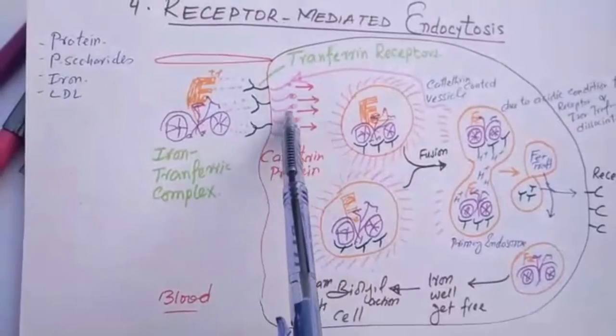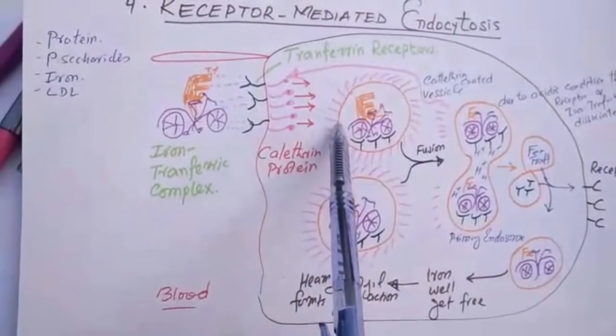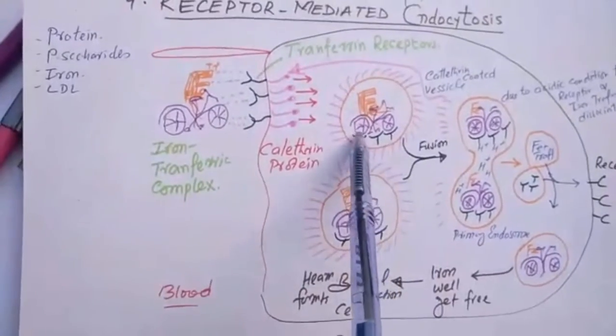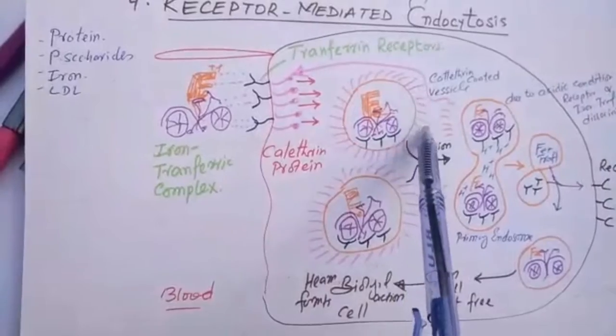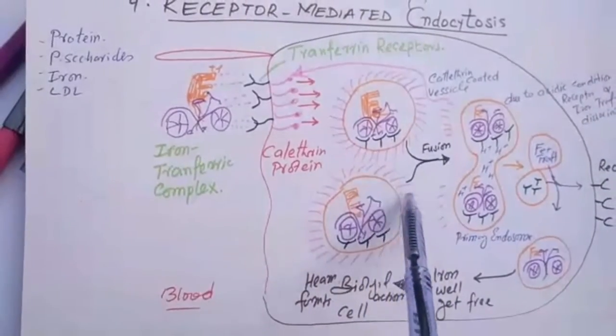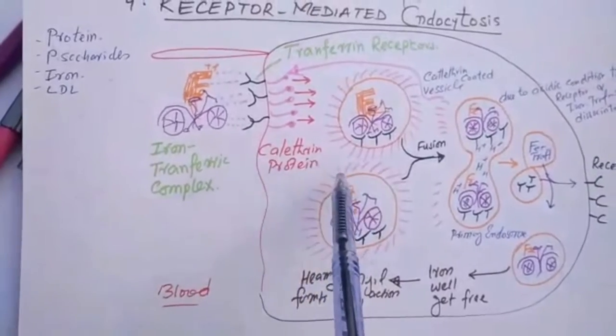This pulling is in progress until this area is internalized in the form of a vesicle. Now this vesicle is a clathrin coated vesicle. Again, clathrin coated vesicle. A lot of vesicles are internalized in this way.